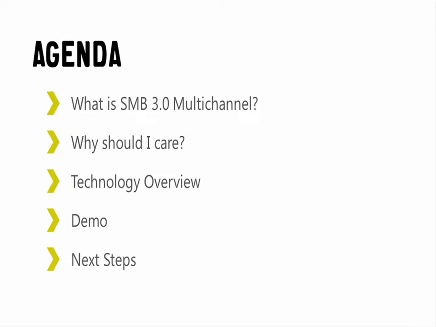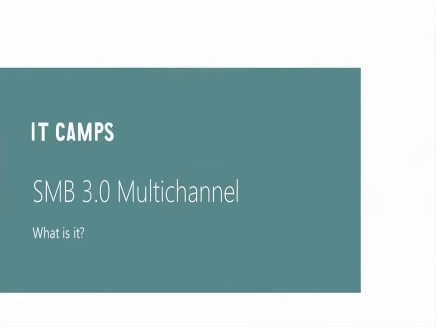And then we'll dive a little bit deeper and look at it technically of how SMB 3.0 works and how we can use this with some specific network cards on our servers. At the end we'll have another video that takes a look at the demos of how to set this up. So what is SMB 3.0 multi-channel and where is this feature in Windows Server 2012?